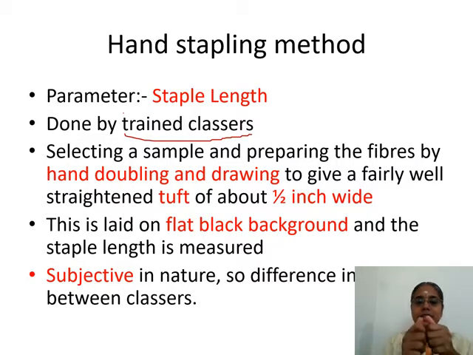So they are doing hand doubling and drawing. I hope you all know doubling and drafting, as you have already studied yarn manufacture, the card draw frame, doubling of 8 slivers and drawing in the draft zone happens. And this is done in short by hand, not as you do in the draw frame. You take a small tuft and do this and keep it on a flat background so that you can measure the staple length. So it is very subjective in nature and there will be differences based on the people who are classifying it. So it is not a reliable method.